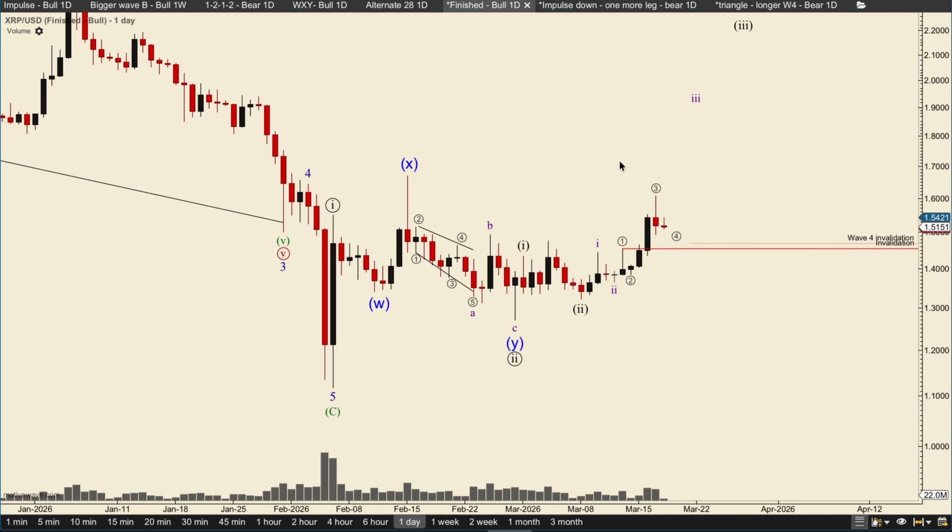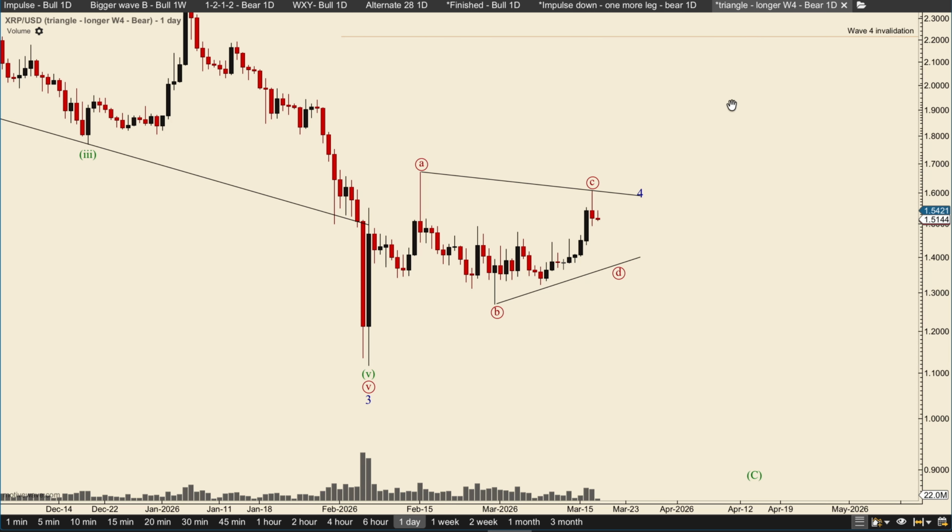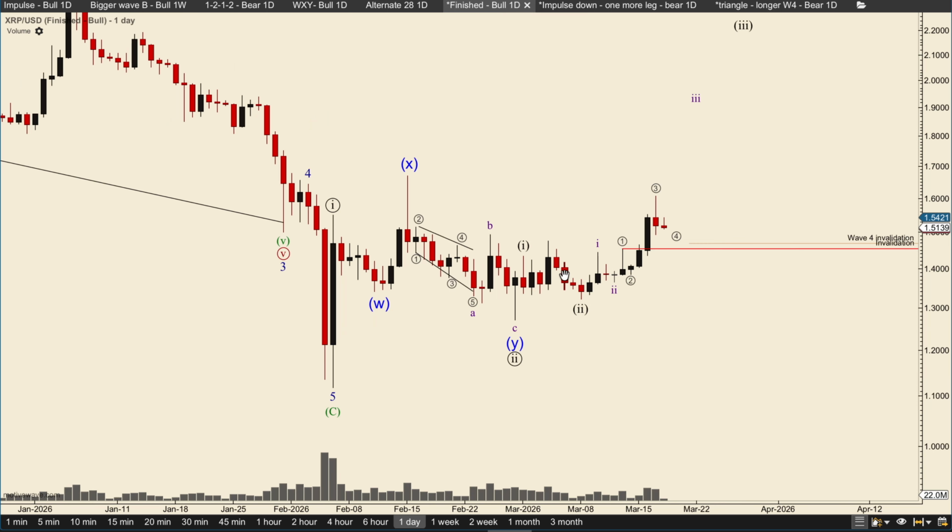I am looking into invalidating both of these scenarios before I resort to the triangle, or before the wave D of the triangle is in, because a triangle is only like in 10% of the cases for a wave 4 in XRP. So yeah, that is what I am currently looking into if we are indeed done then on the wave C over here and looking for higher price at.